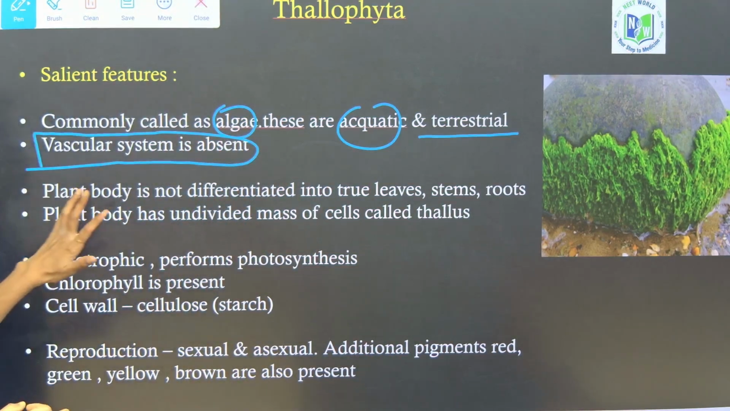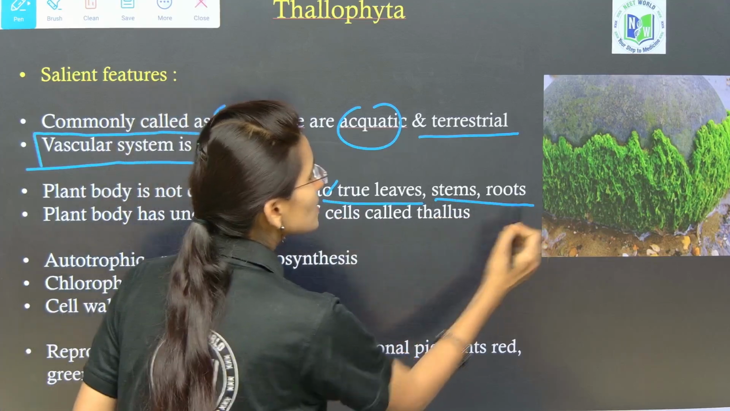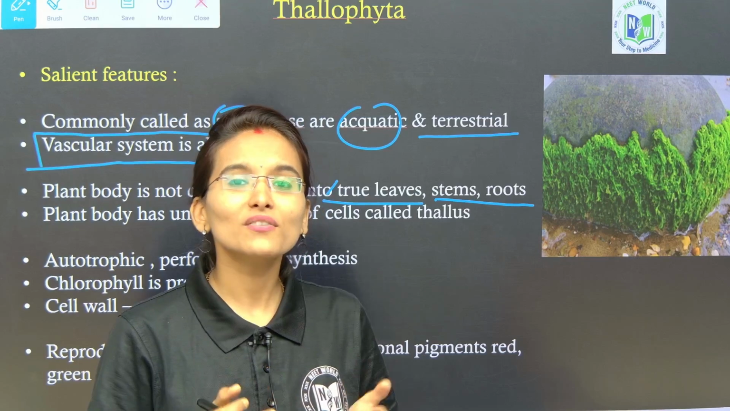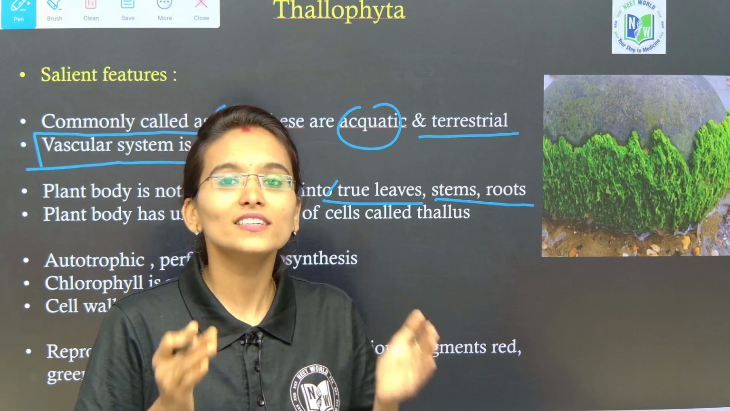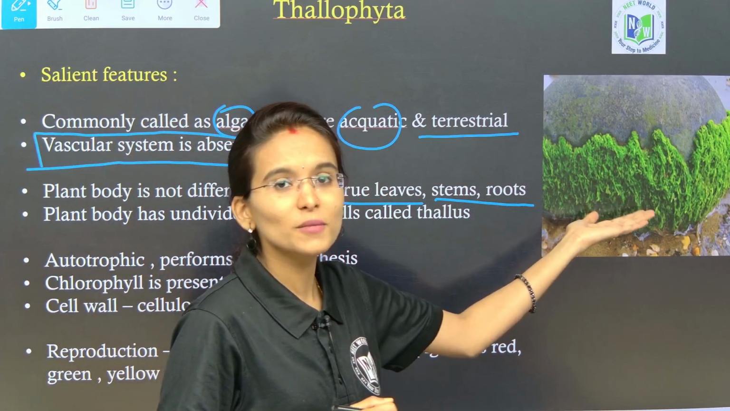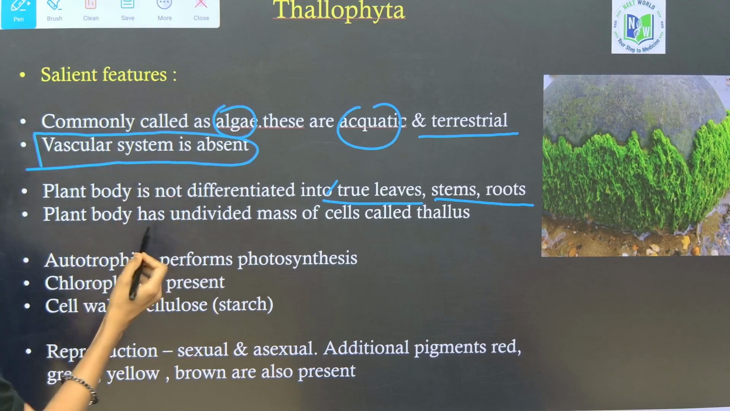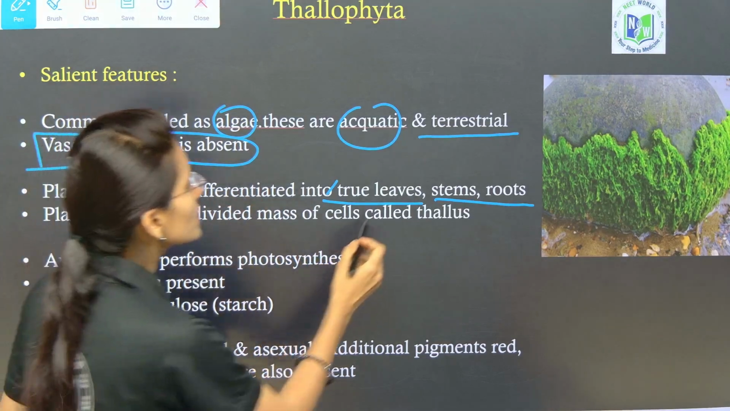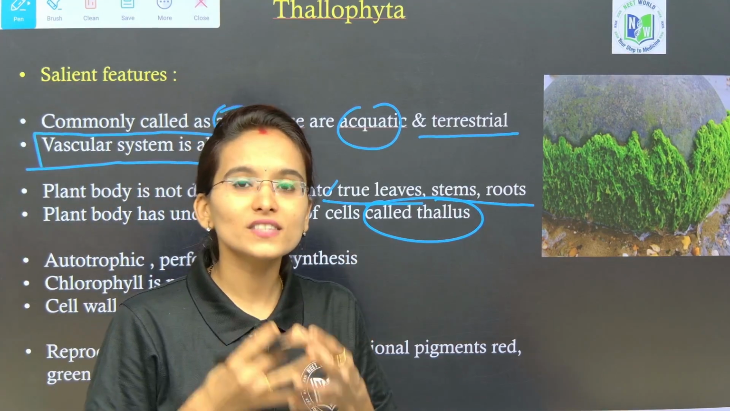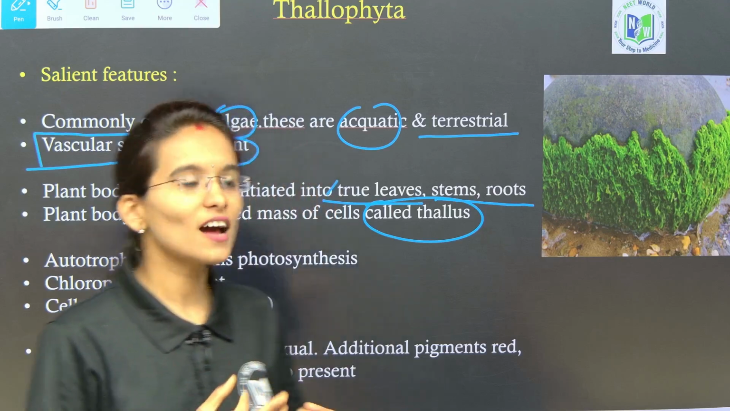And next the plant body is not differentiated into true leaves, stems and roots. That is the reason we call it a Thallophyta, where we cannot see the differentiation. We cannot find the true roots, stems and leaves. Can you see the roots and leaves and stems here, my dear students? No. So that is the reason the plant body has an undivided mass of cells called the thallus. It contains an undivided mass of cells, that is only called thallus, where it lacks all the leaves, roots and the stem.